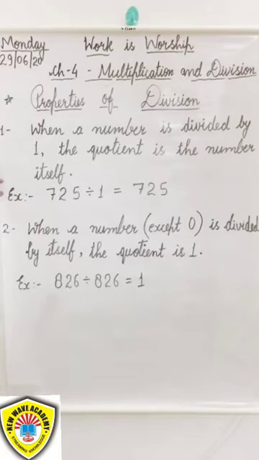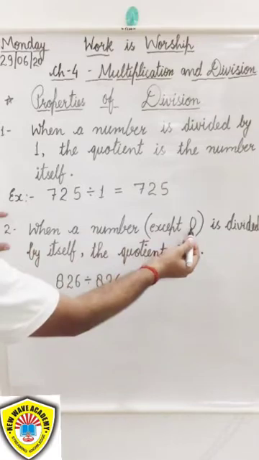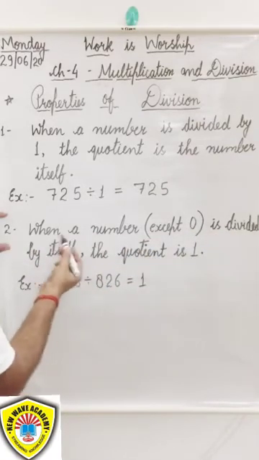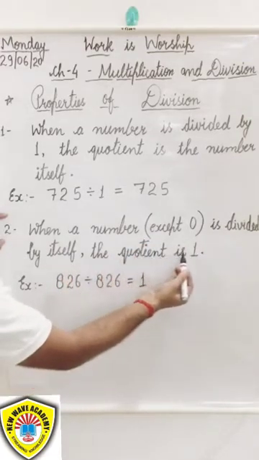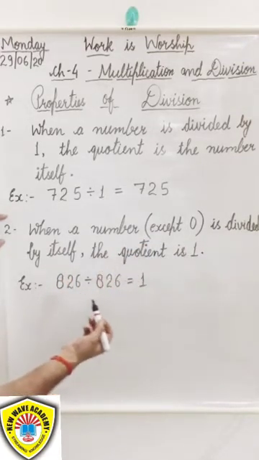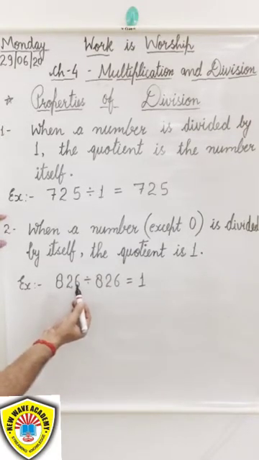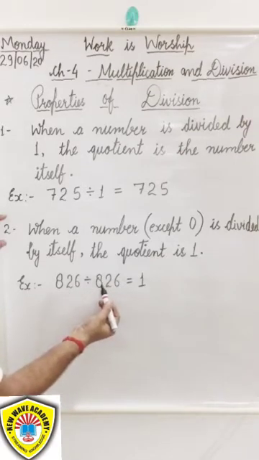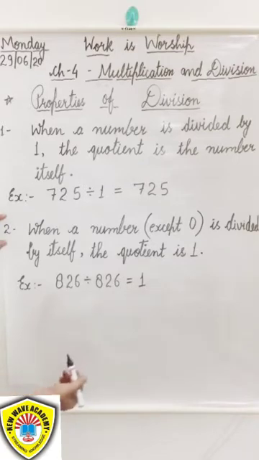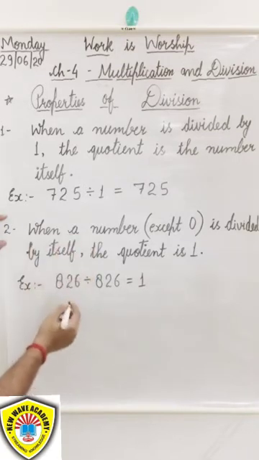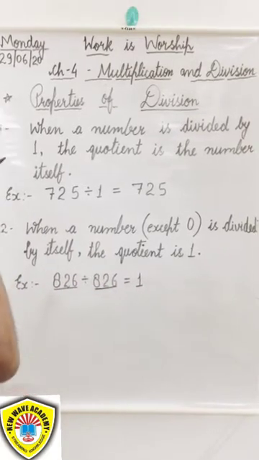725. Okay. Our next property is when a number except 0 is divided by itself. जब भी कोई नंबर 0 को छोड़कर डिवाइड किया जाता है खुद से, the quotient is 1. तो उसका quotient क्या आता है? 1 आता है. Means 826. Suppose that we have a number 826 and we will divide it by 826. So what is the quotient we will get? 1. Okay. So when a number is divided by itself, the quotient we get is 1.